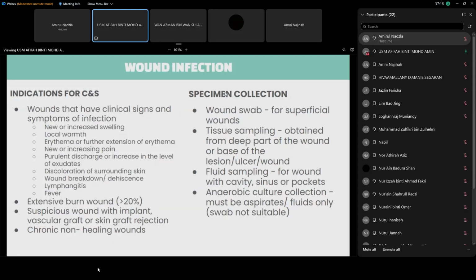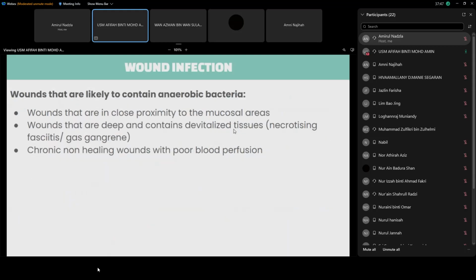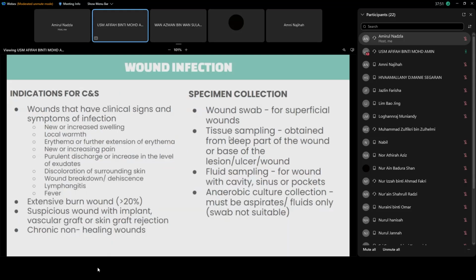So the type of specimen that needs to be collected is different depending on the type of wound. For example, for a superficial wound, we can take a wound swab. If the wound has a base, for example an ulcer which has a deeper base, then we can use tissue sampling for culture and sensitivity, and then fluid sampling for wounds with cavity, sinus or pockets, and anaerobic culture collection for wounds with suspected anaerobic infection. Then we have to take aspirates or fluids.